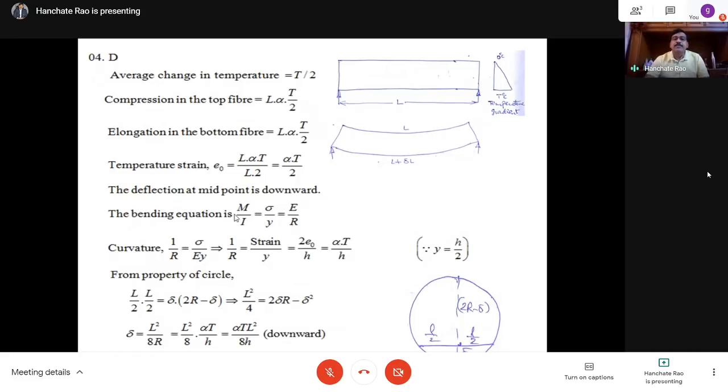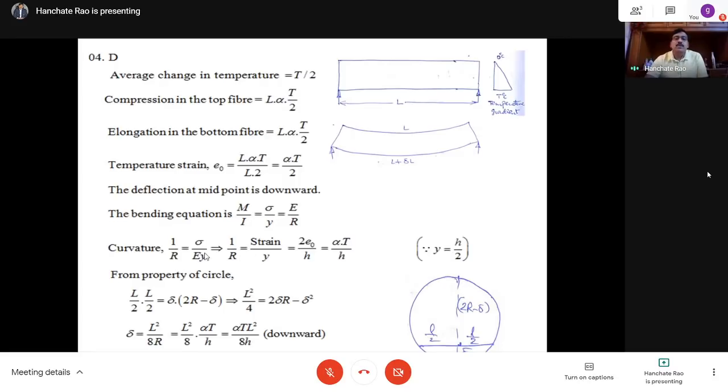What is the bending equation? M by I is equal to sigma by y is equal to E by R. So the curvature 1 by R is equal to sigma by EY, which is nothing but strain by Y. Y is the extreme fiber distance, H by 2, since the depth is H. If you substitute that, we get 1 by R is equal to alpha T by H. It's very simple.